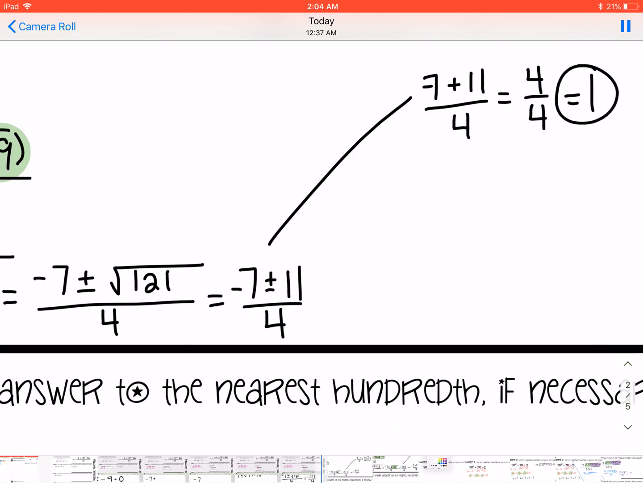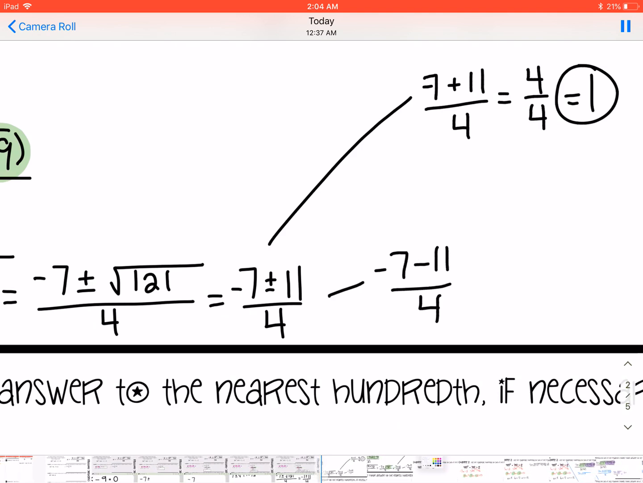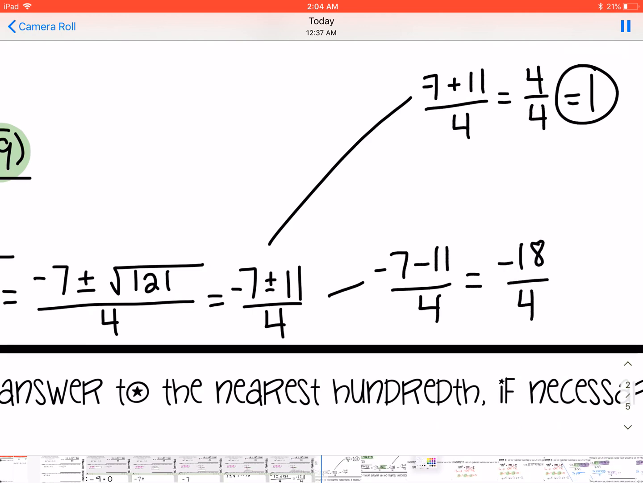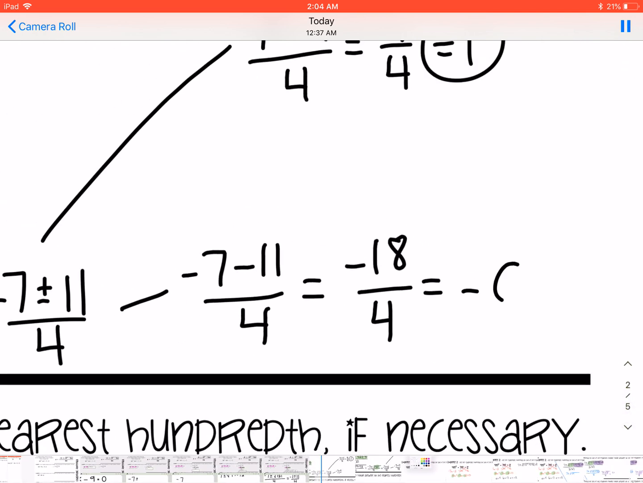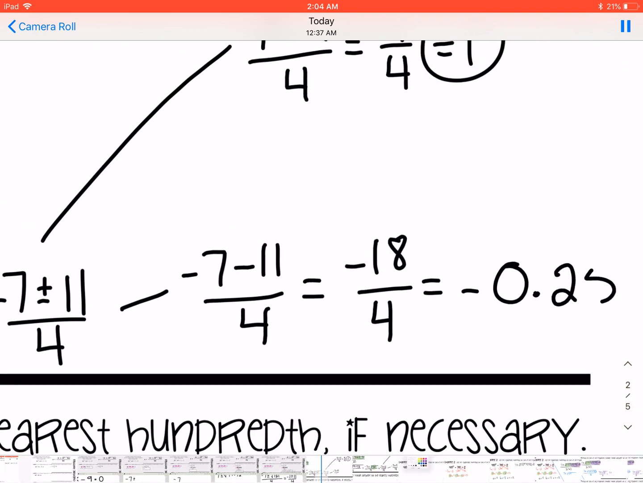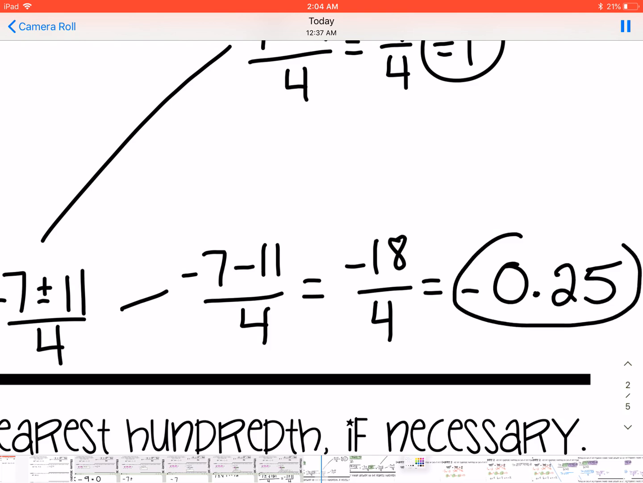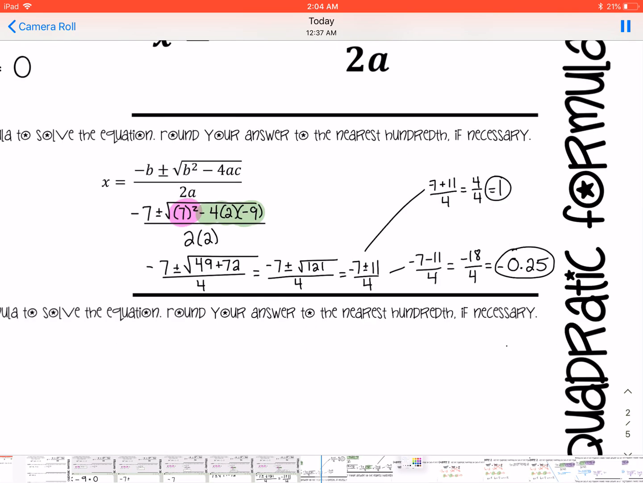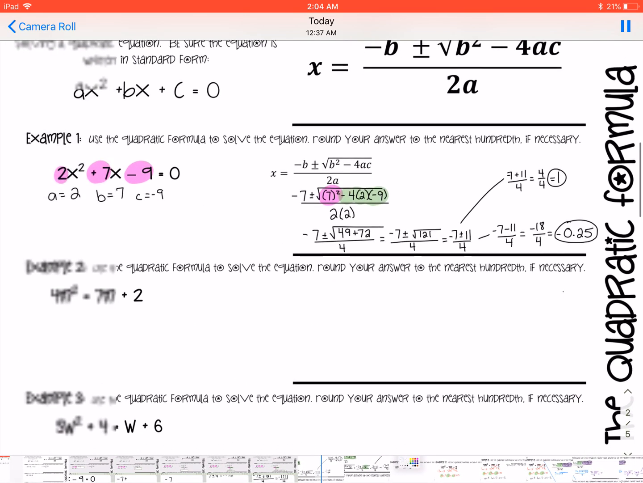And what happens when negative 7 minus 11 over 4? And that's the same as negative 18 over 4, which equals a negative 0.25. Once again, you can use a calculator on this, please do. But that is an example of a 2 solution.